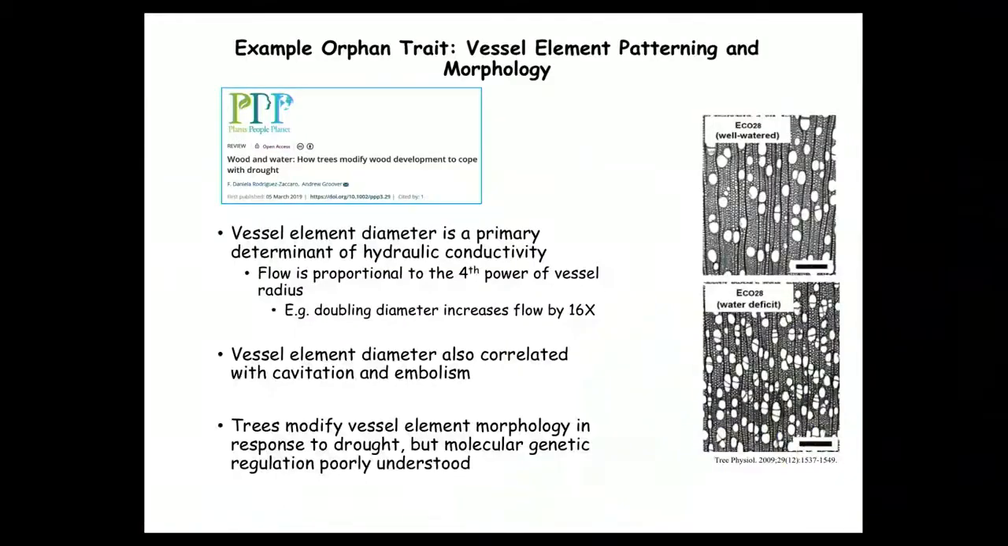Now, this trait is modified during water stress, and that's illustrated here. This is the same poplar genotype under well-watered and water deficit conditions. And you can see just with your eye that under well-watered conditions, you get larger cells that tend to be less clumped, and here you get smaller cells that tend to be more tightly grouped.